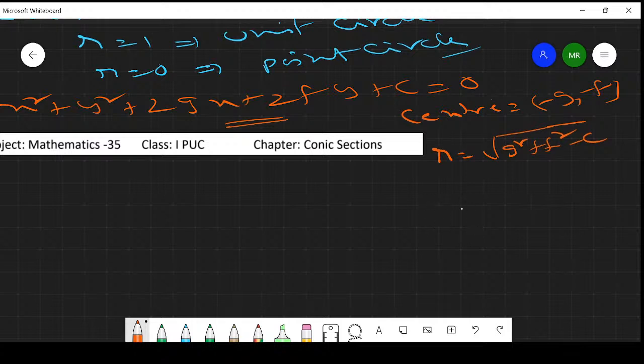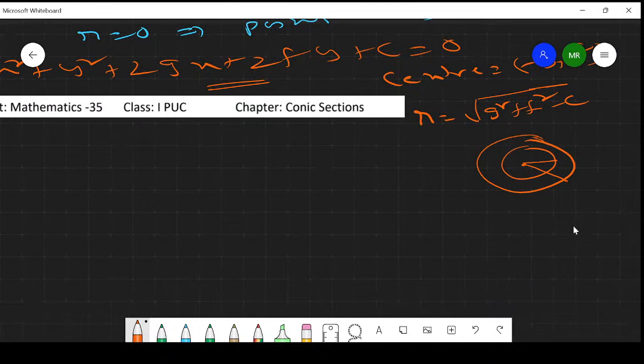At the same time, we may discuss concentric circles. What do you mean by concentric circles? Concentric circles mean same center, different radii. When I am talking about concentric circles, the center will be the same, and they differ only in the constant. Always remember, concentric circles will be like this.